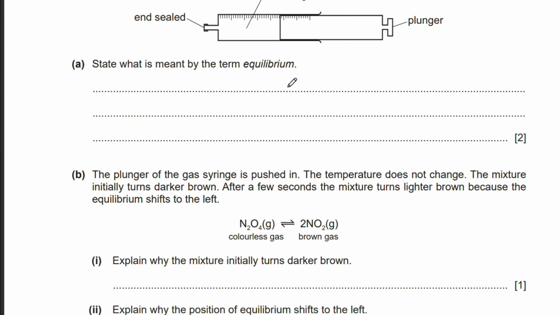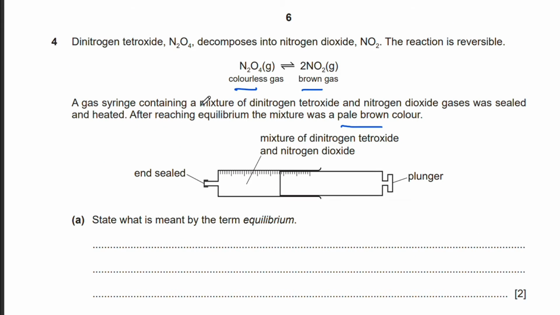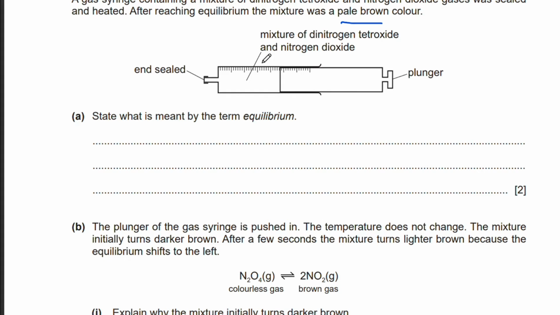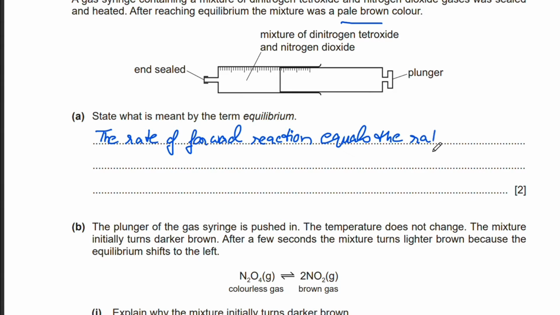So see, in a reversible reaction, equilibrium is actually a stage in which the forward reaction equals the reverse reaction, or the backward reaction. So what we will write over here is the rate of forward reaction equals the rate of reverse reaction, or you can say the backward reaction. That is the same thing. You can write any of the two.